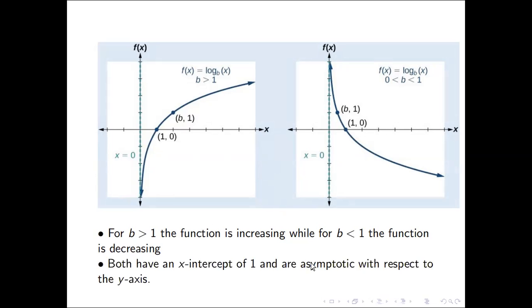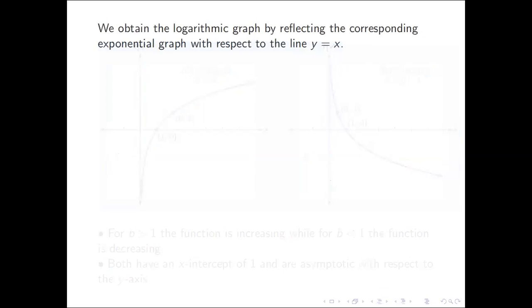And both are asymptotic with respect to the y-axis. This one in the negative y direction, this one in the positive y direction, just as the exponential function is asymptotic with respect to the x-axis. So consider the graph of logarithm x base 2. To obtain the graph of that, we will reflect the graph of 2 to the x, which we obtained a while ago, with respect to the line y equals x.